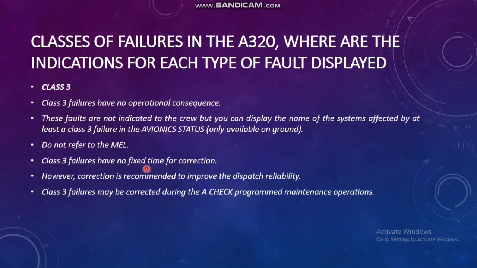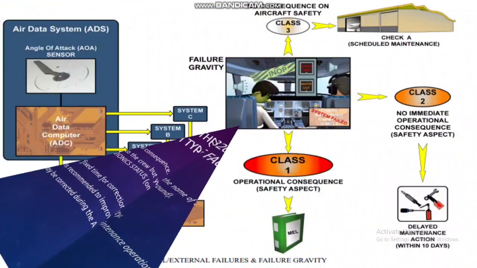Class 3 failures have no fixed time for correction. However, correction is recommended to improve dispatch reliability. So there is no fixed time, but for dispatch reliability you can take corrective action. Class 3 failures may be corrected during the A-check program maintenance operation. So mostly class 3 failures will go for the C-check, A-check, or heavy maintenance. They will take action during the A-checks or heavy maintenance.